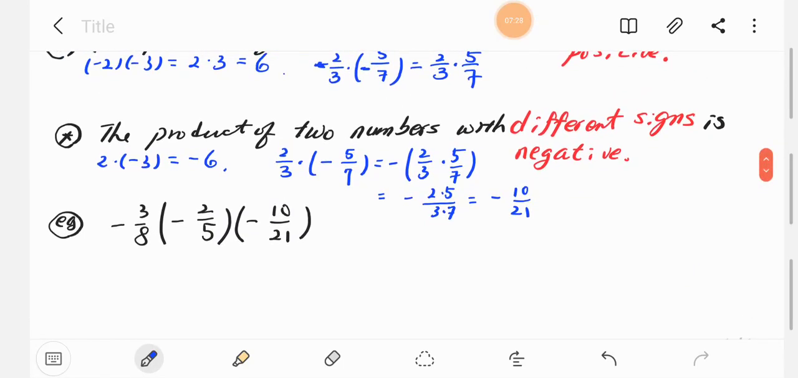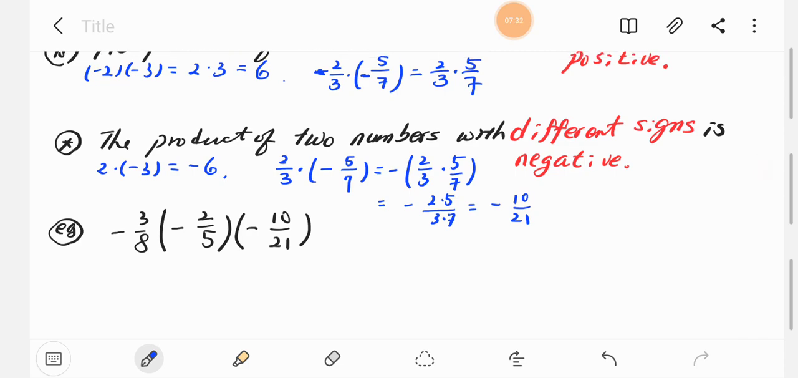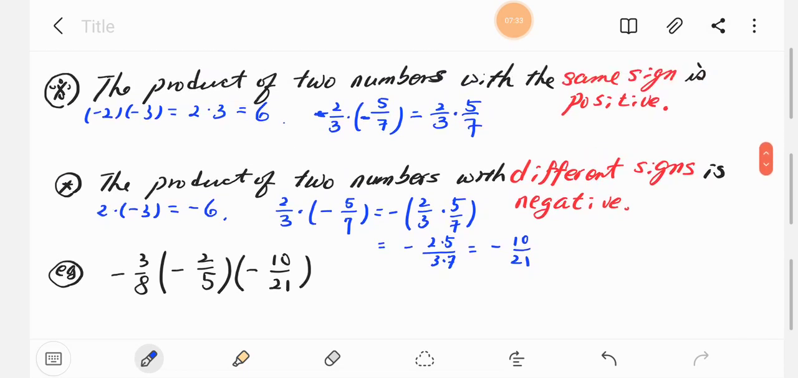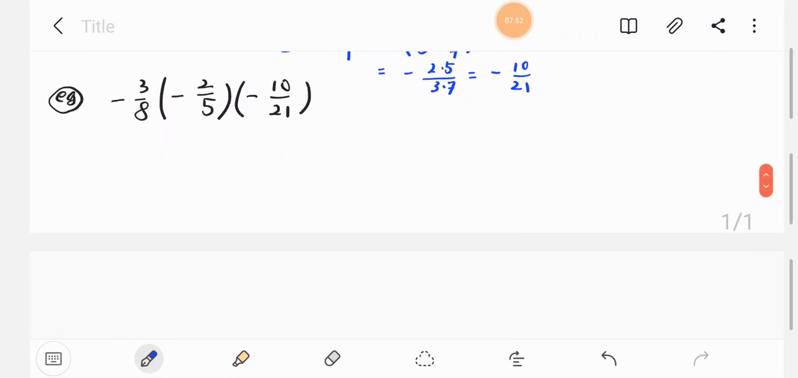So if two numbers have different signs and you are multiplying them, then the result is negative. And from the above example, negative times negative is positive. So the numerator is what? 2 times 5 over 3 times 7, so that is equal to 10 over 21, right? Okay, then let's try this example.